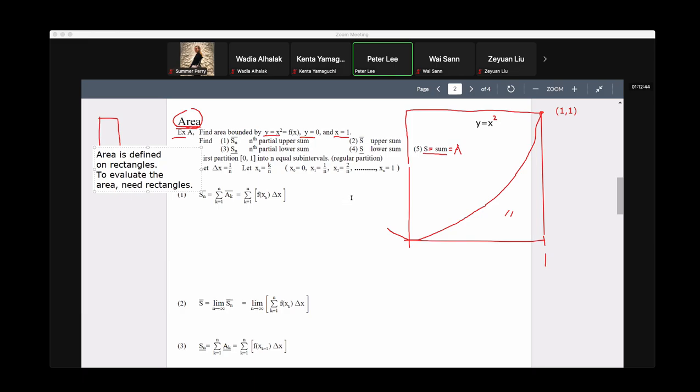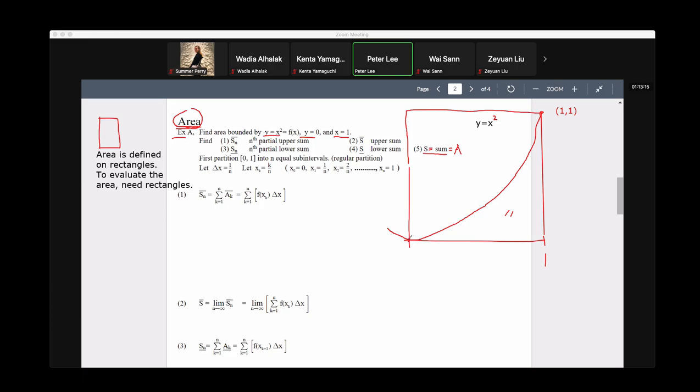So now, here's the method which we'll go over. To find the area, the first step is to find the n-th partial lowest sum, s of n bar. This is the n-th partial lowest sum. Eventually, we will find what we call the right sum. I'll talk about that too, okay? So how do you get the area of this region? This is what we do.